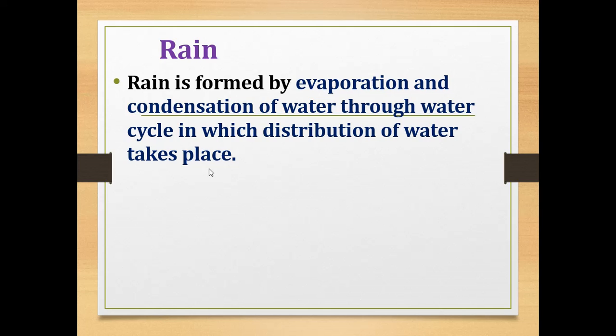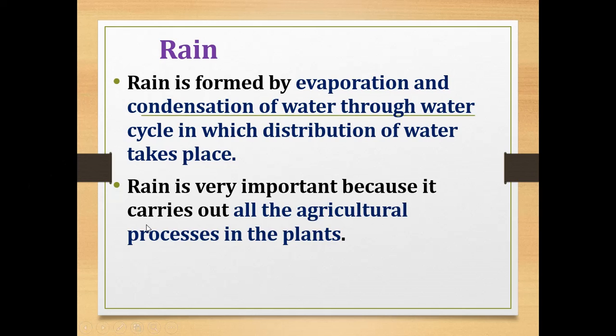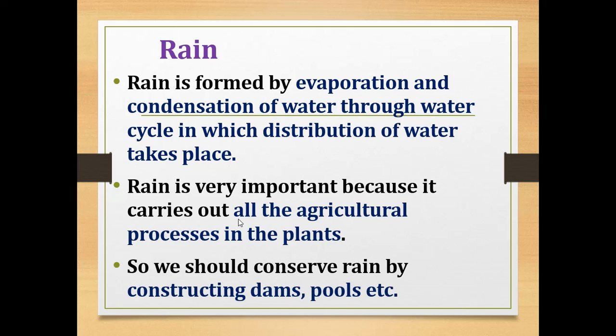So in rain formation, two processes mainly occur. What are they? Evaporation and condensation. Rain is very important because it carries out all agricultural processes in the plants. Rain is a water source, an important source of water. If rain is not there, it is very difficult to carry out agricultural processes. So we should conserve rain by constructing dams, pools, etc. We have to conserve or store rainwater by constructing dams, pools, etc.